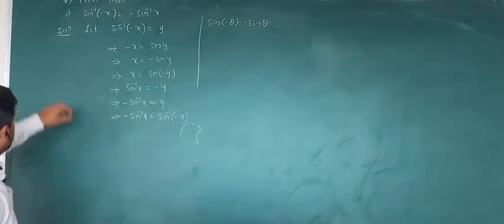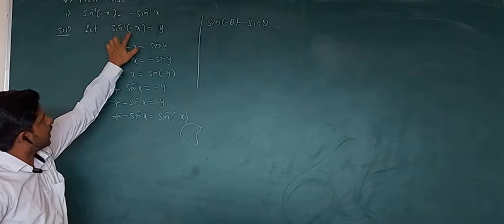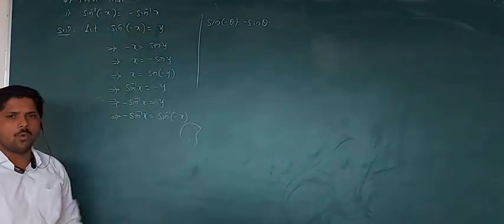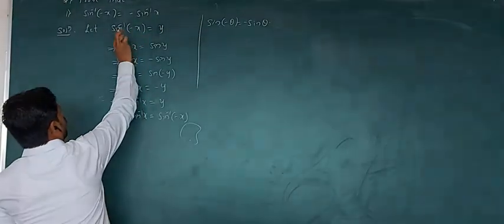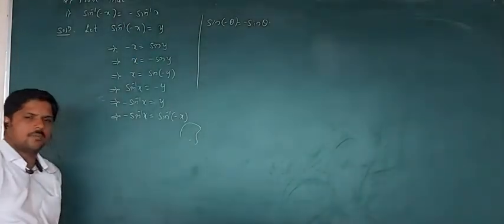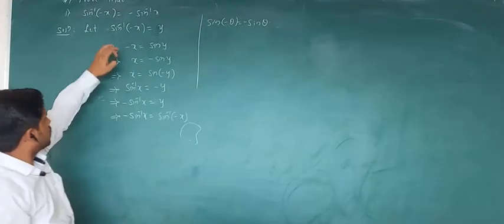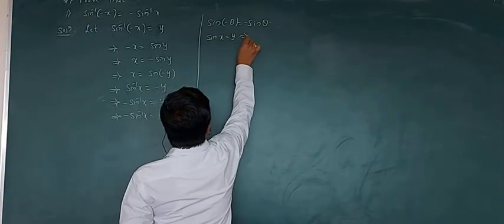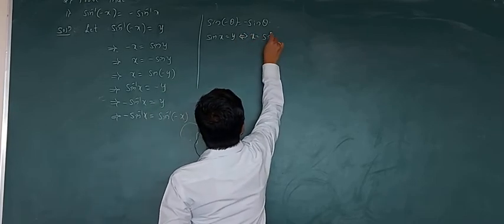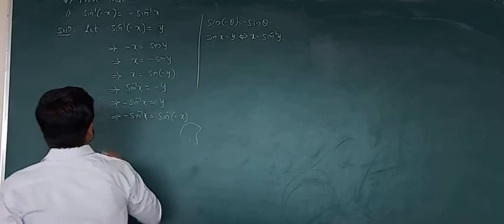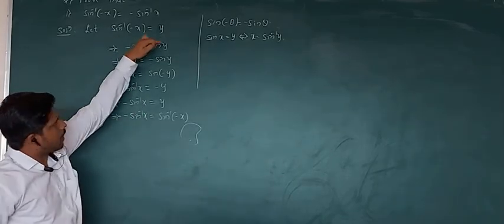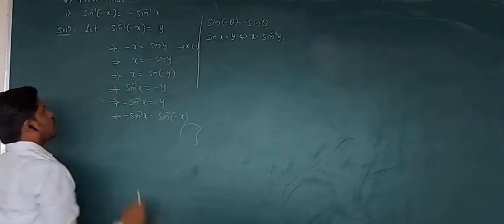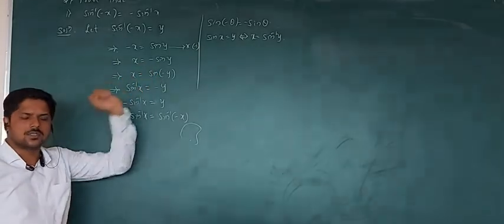Okay. Solution. Let sine inverse of minus x equal to y. Consider LHS, sine inverse of minus x equal to y. So this implies minus x equal to sine y, because by the definition of the sine inverse function, sine y is equal to x if and only if y equal to sine inverse x. So minus x, multiply both sides by minus 1. So we get x equal to minus of sine y.